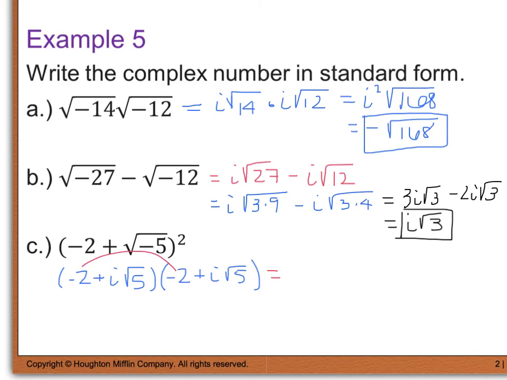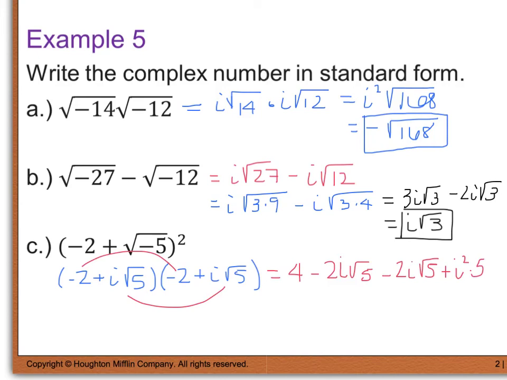Negative 2 times negative 2 is 4. Negative 2 times i square root of 5 gives me a negative 2i square root of 5. Then I have i square root of 5 times a negative 2, so I have minus 2i square root of 5, plus, because I have a plus and a plus, and i times i is going to give me i squared. Square root of 5 times square root of 5 will give me 5.